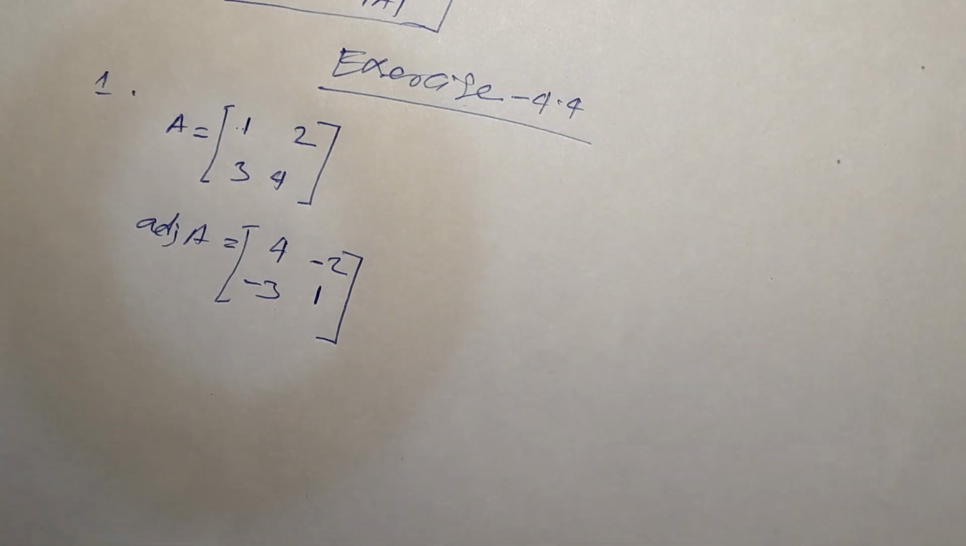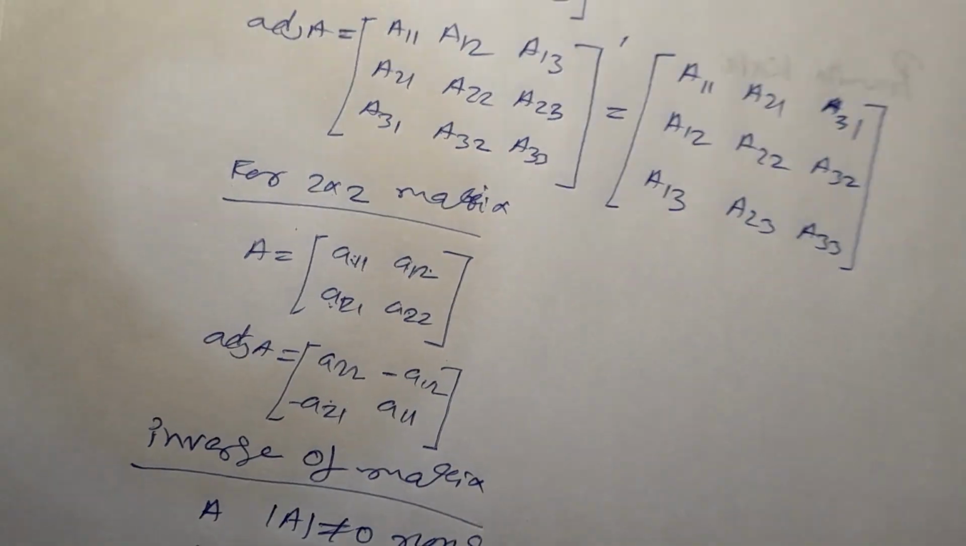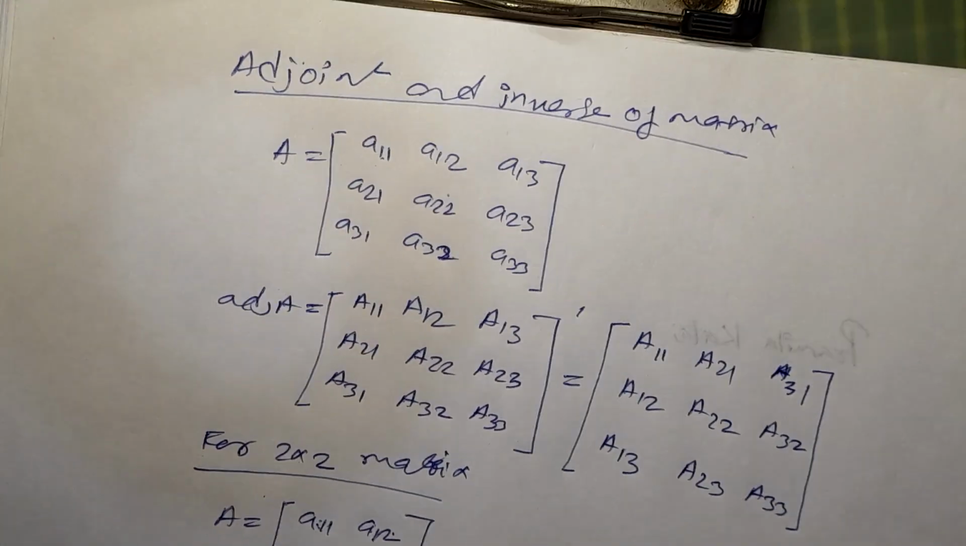Now for the 3 cross 3 matrix, it's a little bit complicated. We have to find the adjoint using the cofactor of each element. So question number 2.